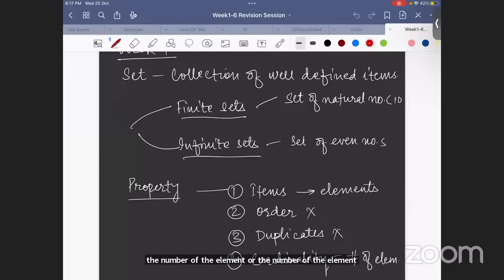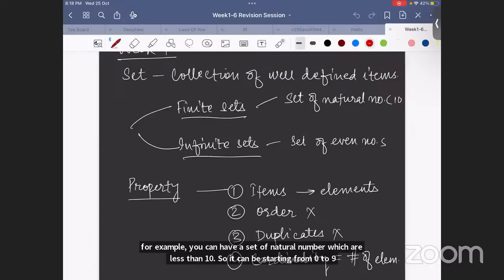For example, you can have a set of natural numbers which are less than 10. So it can start from 0 to 9. An infinite set is basically one that you can't count. For example, the set of even numbers. I haven't defined any boundary for that. I just said the set of even numbers. So it can start from 2 and go to infinity, which you can't count.